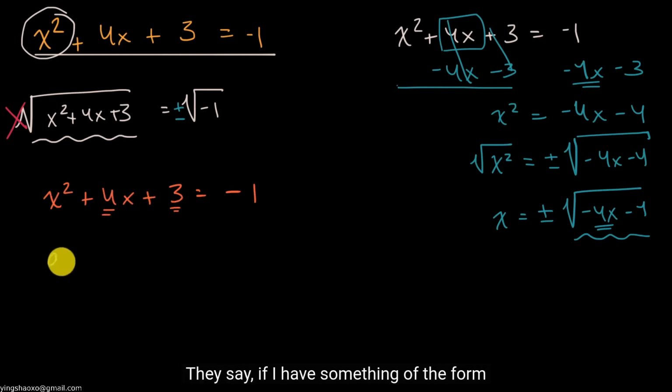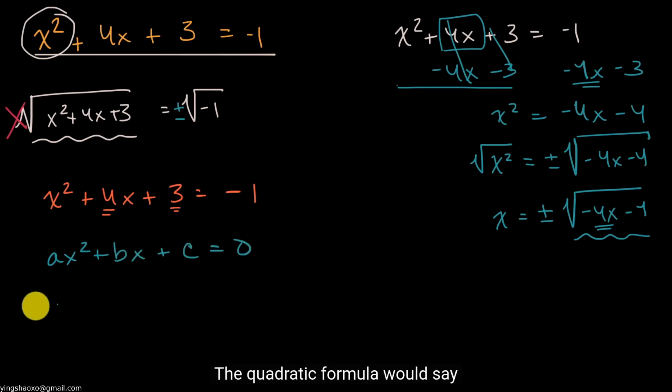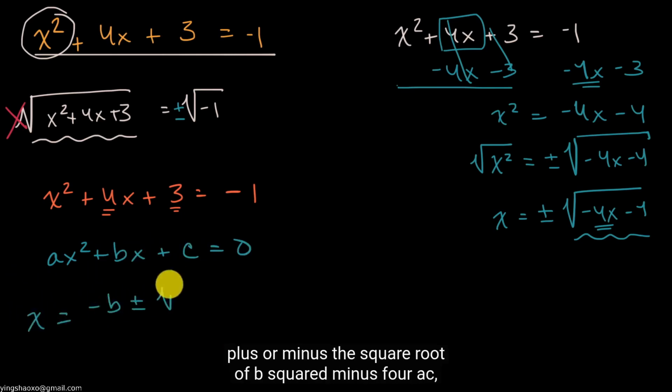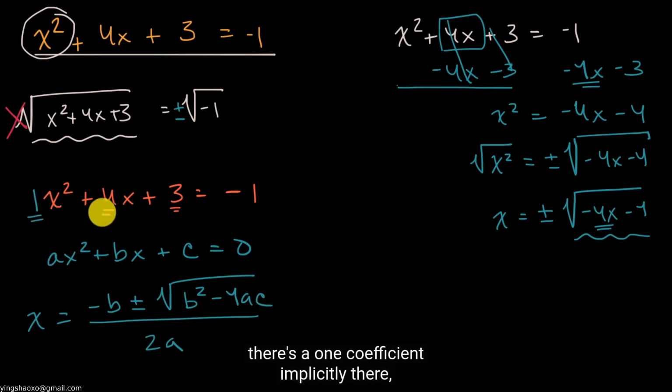They say if I have something of the form ax squared plus bx plus c is equal to 0, the quadratic formula would say that the roots are going to be x is equal to -b plus or minus the square root of b squared minus 4ac, all of that over 2a. And so they'll immediately say, all right, I can recognize a here as just being a 1. There's a 1 coefficient implicitly there.